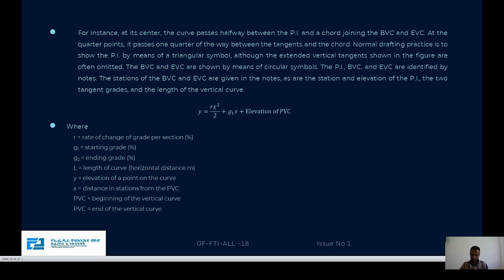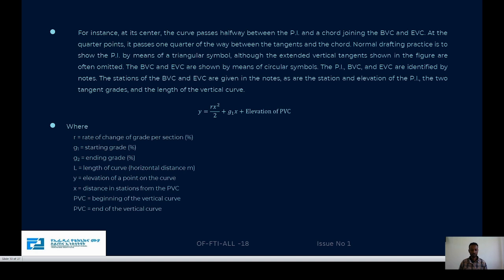For vertical curves, we also use y = r x²/2 + g1 x + elevation of the beginning of the vertical curve. g1 is the first gradient, and r is the rate of change of the grades, r = (g2 − g1)/L. x is the distance from the beginning of the vertical curve, and the elevation of the beginning of the vertical curve is the starting elevation.